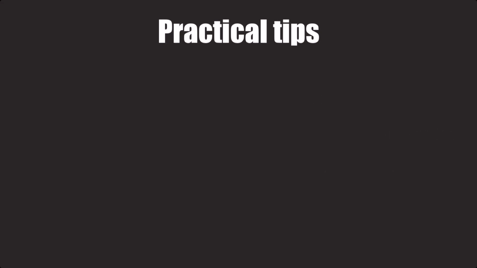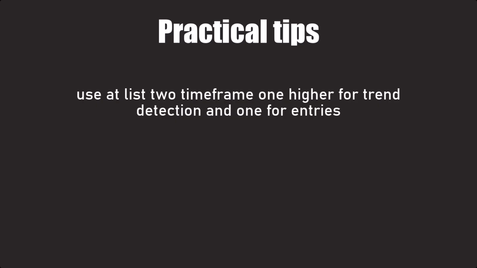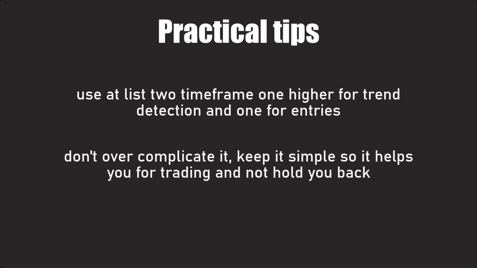Always use at least two time frames, one higher, one lower. Some traders even use three. A good rule of thumb, keep a 1-to-4 ratio. If you trade the 15-minute chart, check the 1-hour for trend. If you trade the 1-hour, check the 4-hour. Don't overcomplicate it. Focus on aligning the higher trend with your lower entry signal.